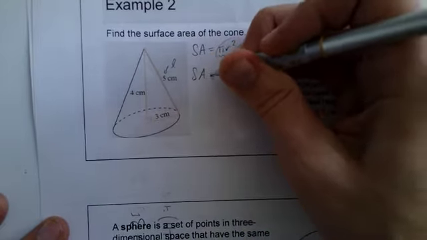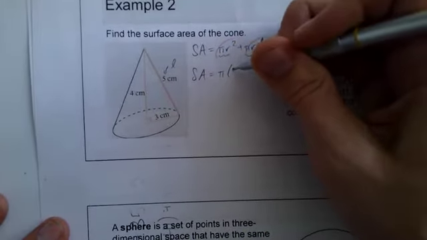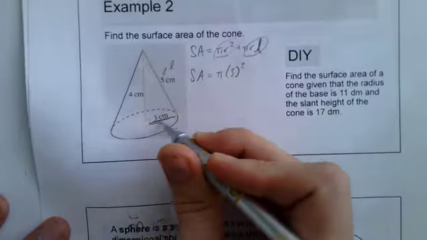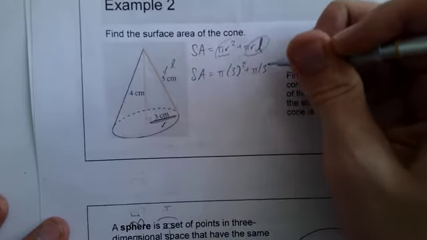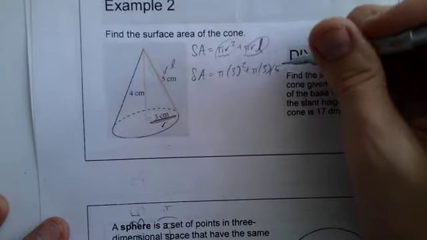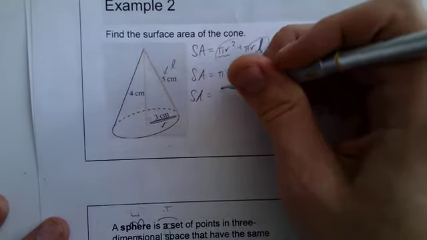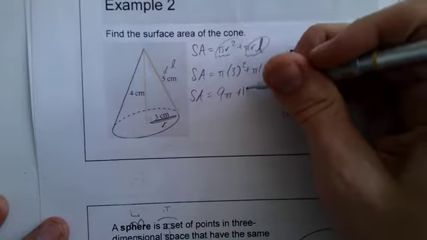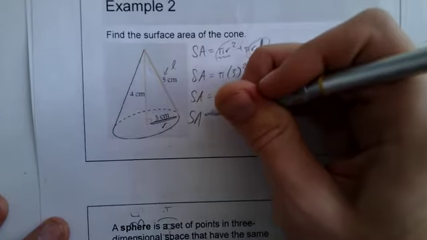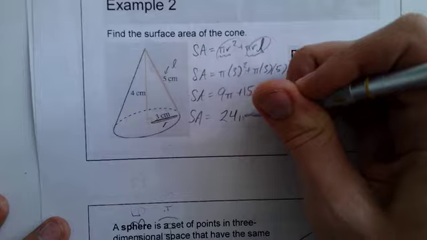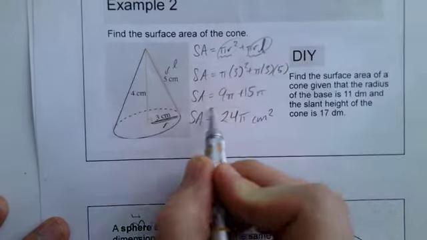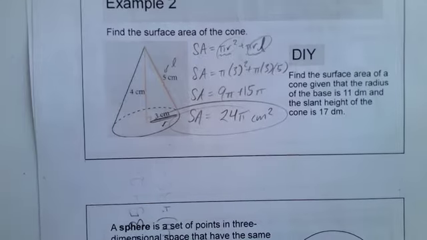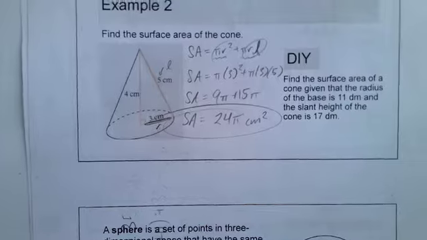Let's plug everything into this equation. Pi r squared is pi times 3 squared, because our radius is 3. And we're adding pi times r, which is 3, times L, which is 5. So what happens? 9 pi plus 15 pi. And so the surface area of the cone is 24 pi, and the units are centimeters squared. I've just plugged it into pi r squared plus pi RL, and then I found the surface area.